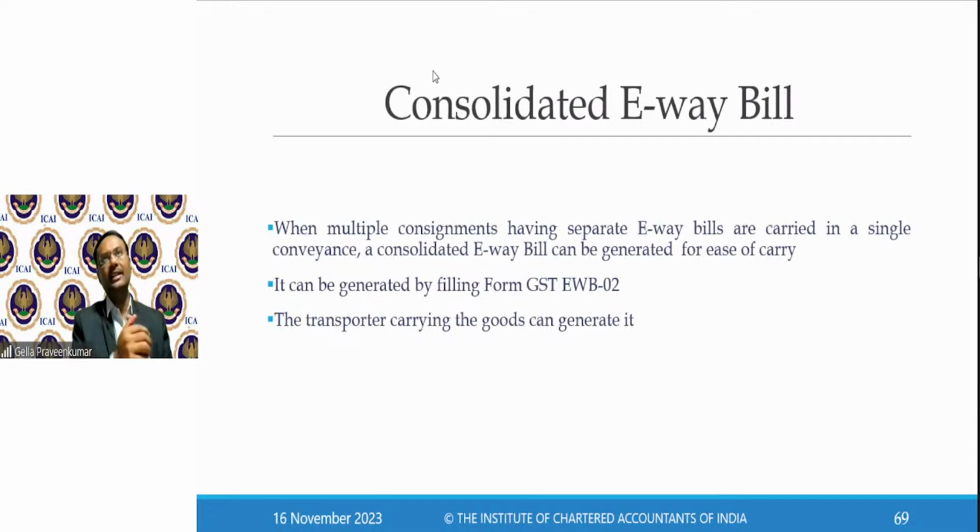I'll give an example this way. Say there is a desktop. I have a CPU, I have a monitor, and I have a keyboard. Now all three are packed in individual boxes. I bill for 50,000 plus 18% GST, 59,000. So when this computer has to be delivered, all these three boxes together I call a consignment.